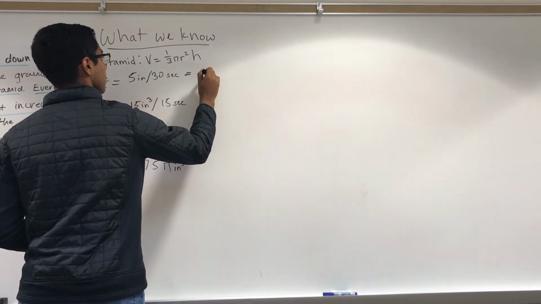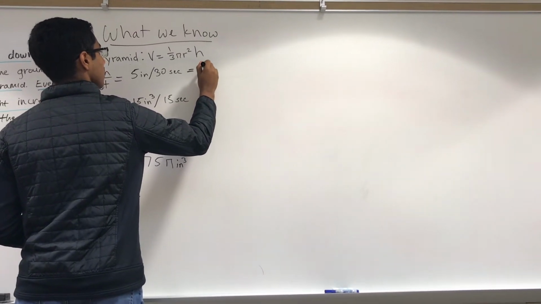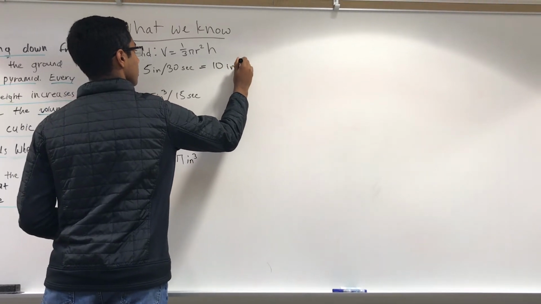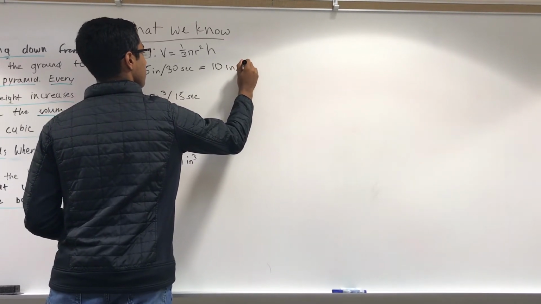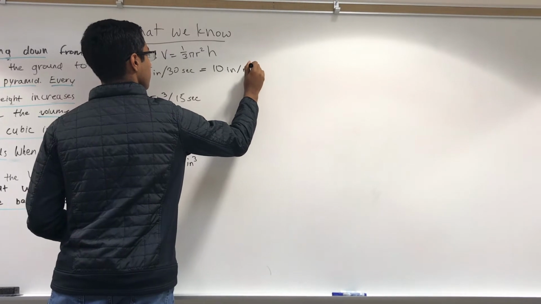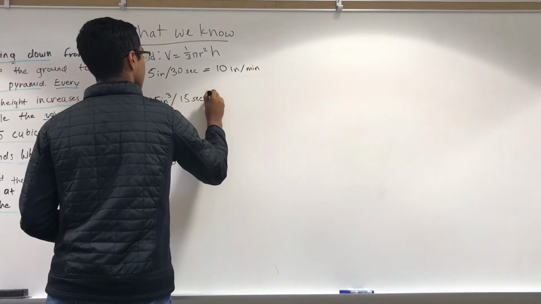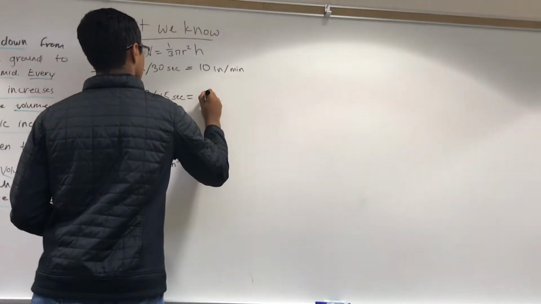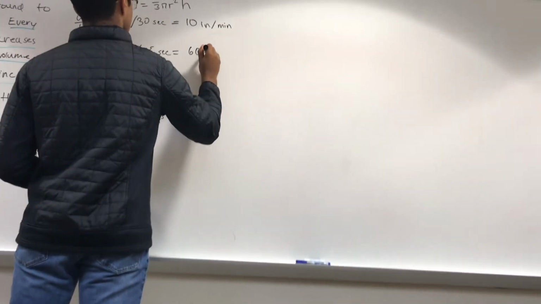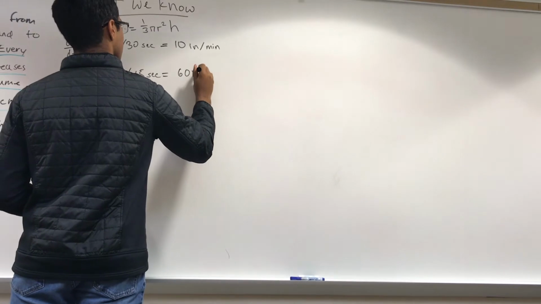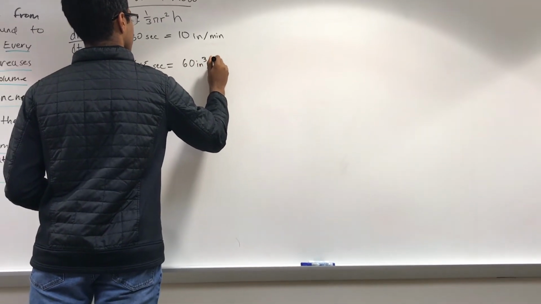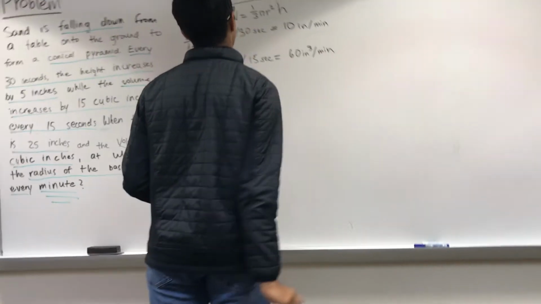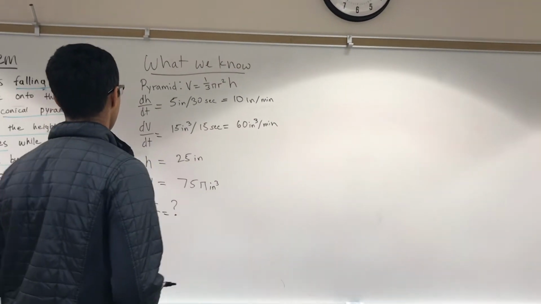So first is dH/dt. dH/dt is 5 inches for every 30 seconds. Now, since 30 seconds is half a minute, we can multiply everything by 2, so minutes will be the unit. So this would result in 10 inches per minute. So dH/dt is 10 inches per minute. Next, we also want to find dV/dt in terms of minutes. So since it's 15 inches cubed for every 15 seconds, we know that 15 seconds is 1/4 of a minute. Here we will multiply everything by 4, so then this would result in 60 inches cubed per minute.